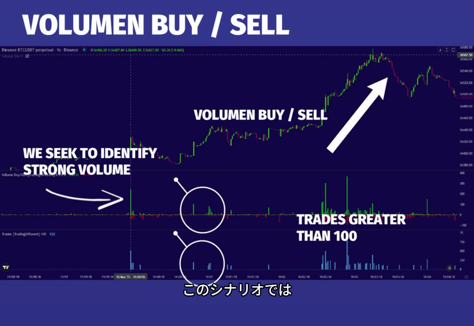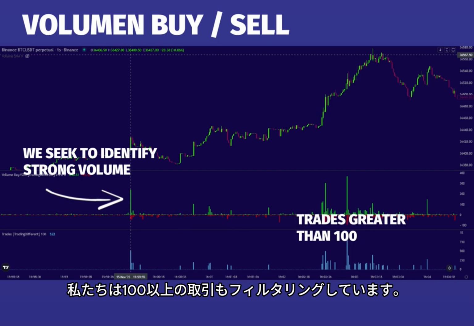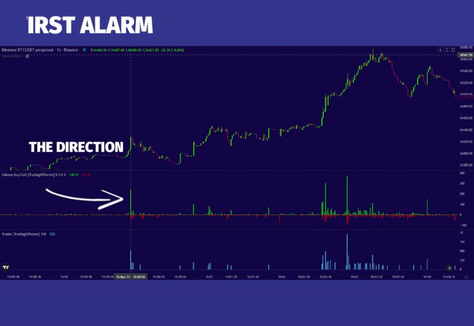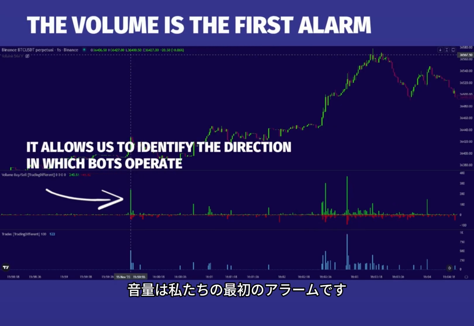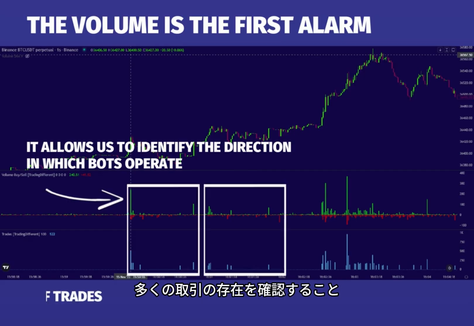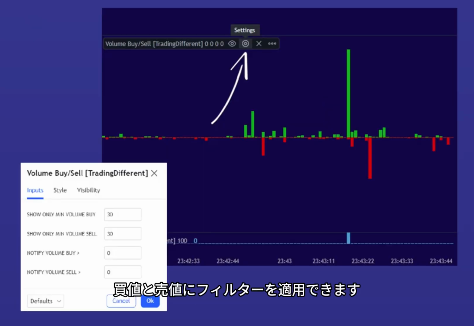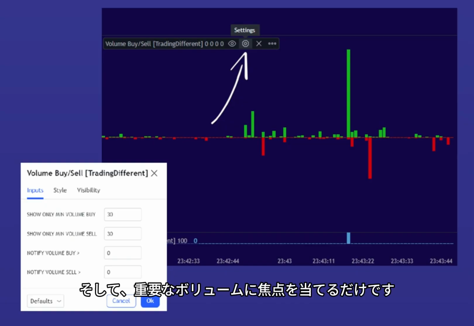In this scenario, we also filter out trades greater than 100, based on the average observed in the last hours. Volume is our first alarm to identify in which direction high-frequency bots are operating, having confirmation of the presence of many trades accompanied by a lot of volume. We can apply a filter to the buy and sell volume to clean up the chart a bit and only focus on the significant volume.